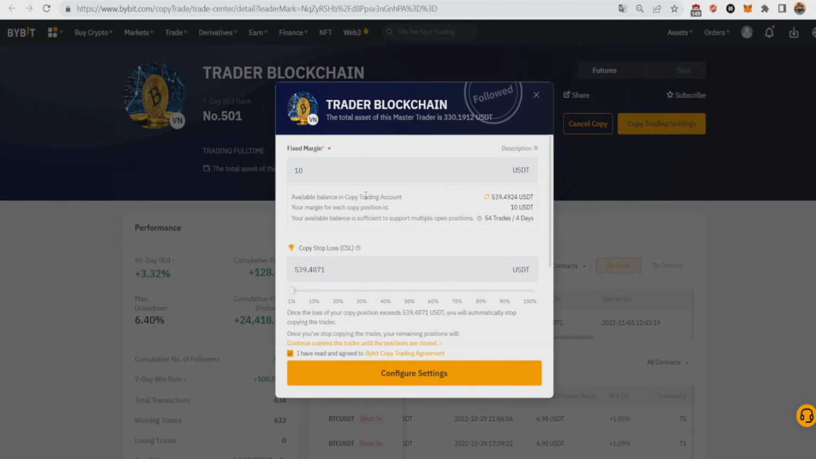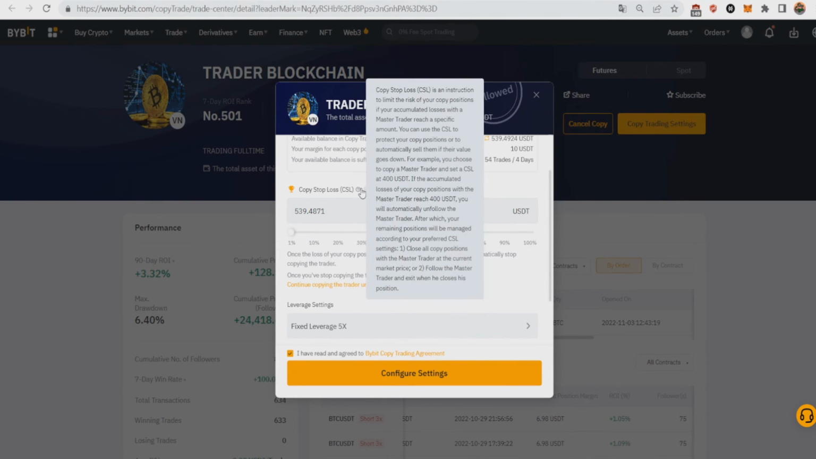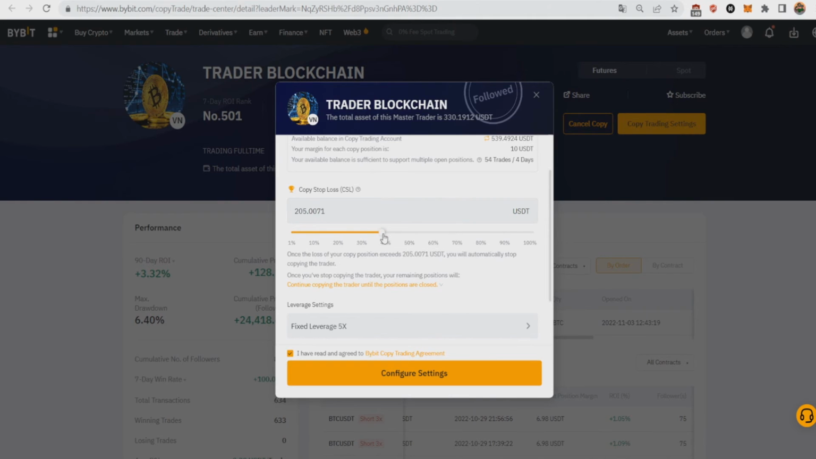So let's just say $10, then the stop loss. This stop loss is really weird. So I would do this. You can choose. This one is new. This one depends on how much money you want to lose until he gets kicked out. Let's say you don't trust your copy trader. Maybe he does some bad things.